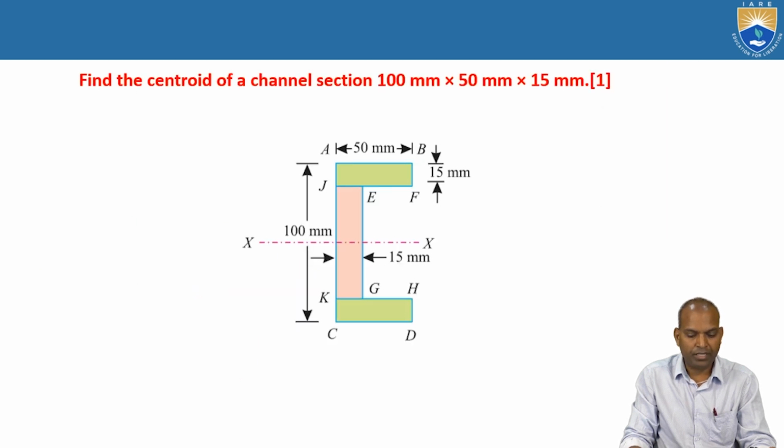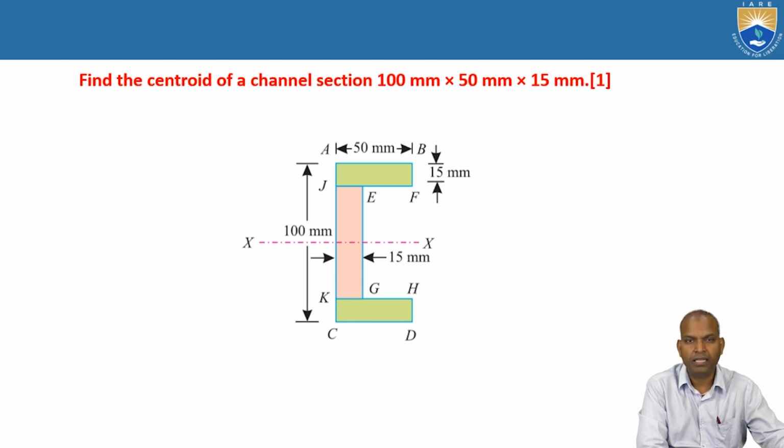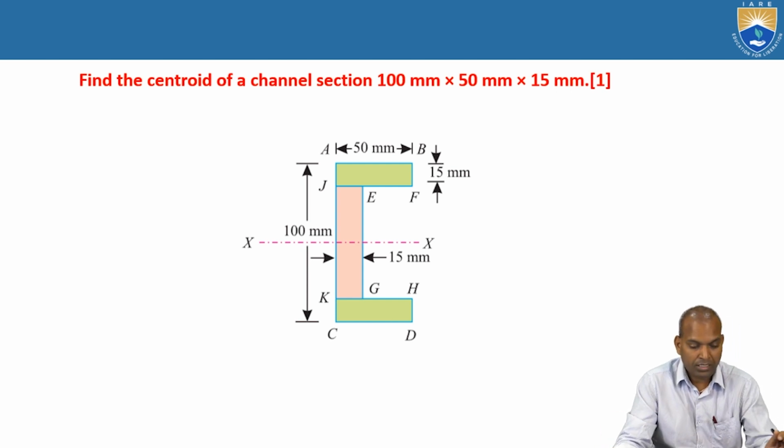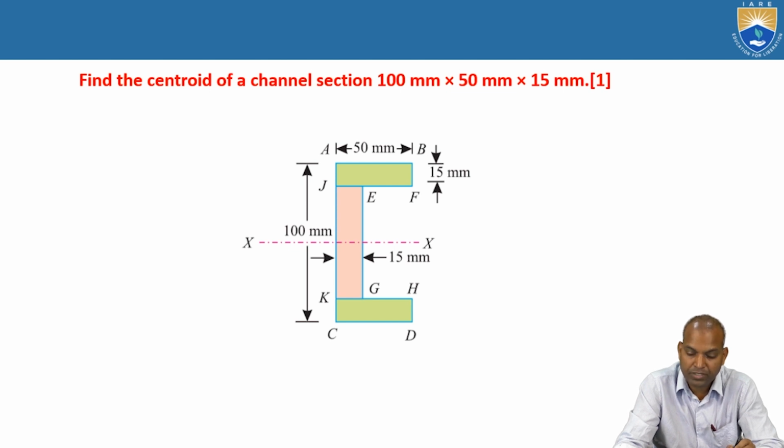Now, if you want to find the centroid of a channel section, how do we find it? The dimensions are given here, 100 millimeters by 50 millimeters by 15 millimeters.